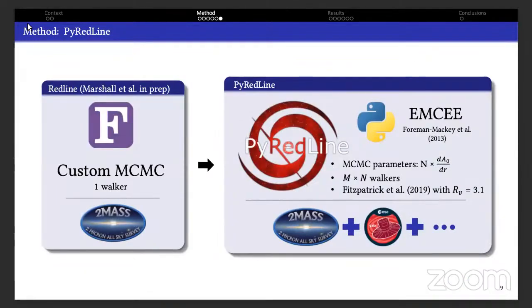So to find this extinction profile, Marshall et al. first implement a custom MCMC in Fortran that uses only one worker and only 2MASS data. For us, we want to add Gaia data and maybe a lot of other surveys, and we want to use a more robust implementation of an MCMC, and so we switch to Python and use the emcee package.